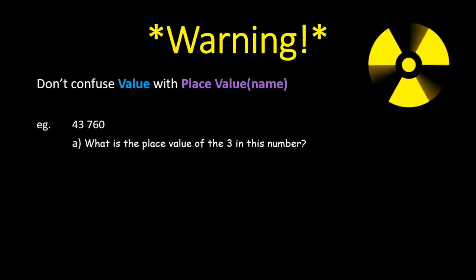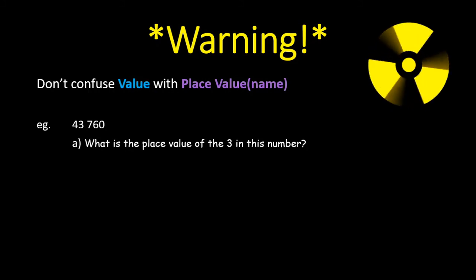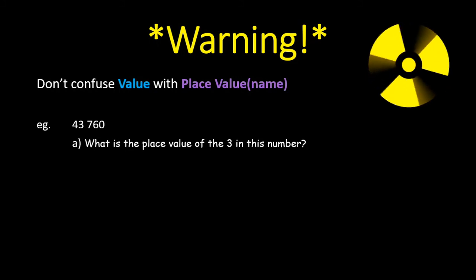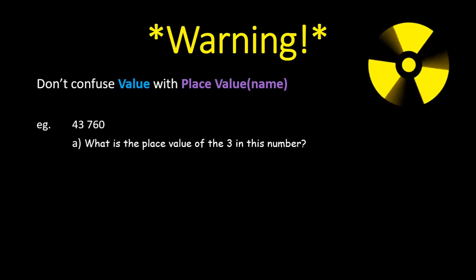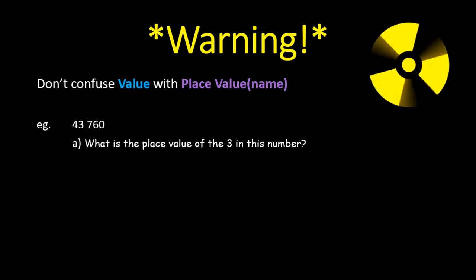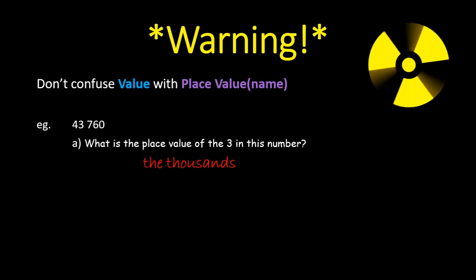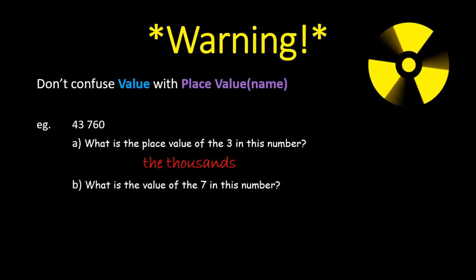So this number here, 43,760, what is the place value of the 3 in the number? So what is the position of the 3? What do we call that position? Is it the tens? Is it the units? Is it the hundreds? It's the thousands. The 3 is in the thousands position. That's its place value, the name of where it is.